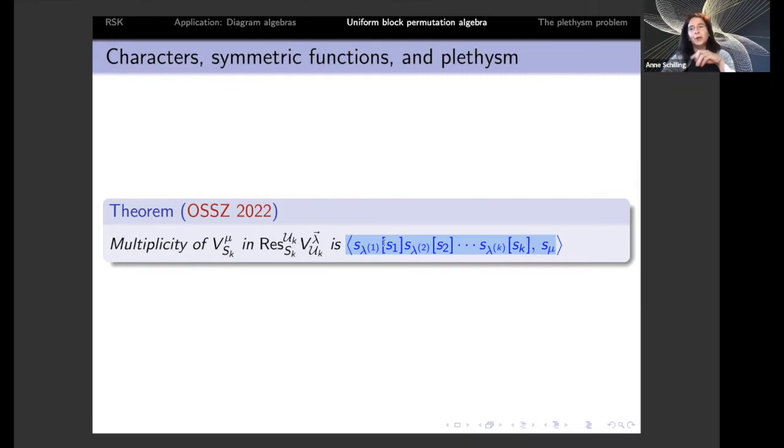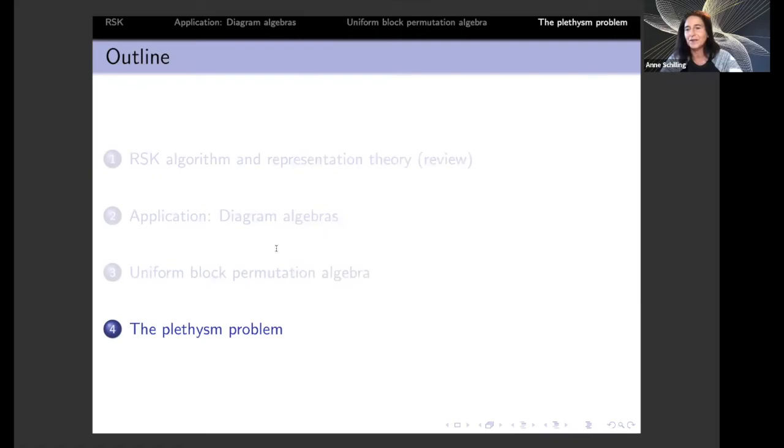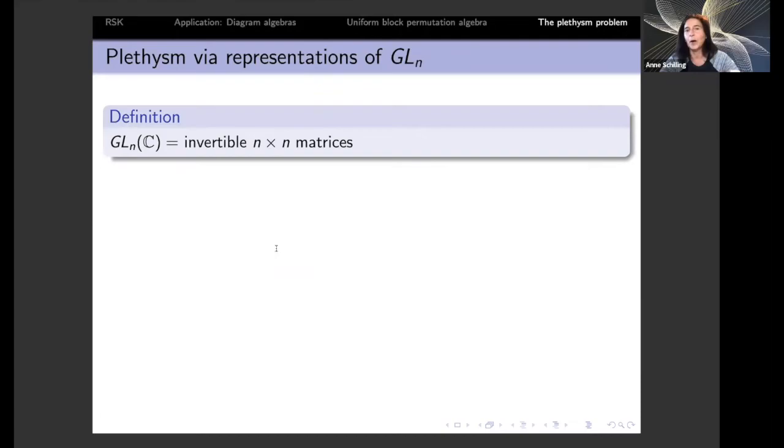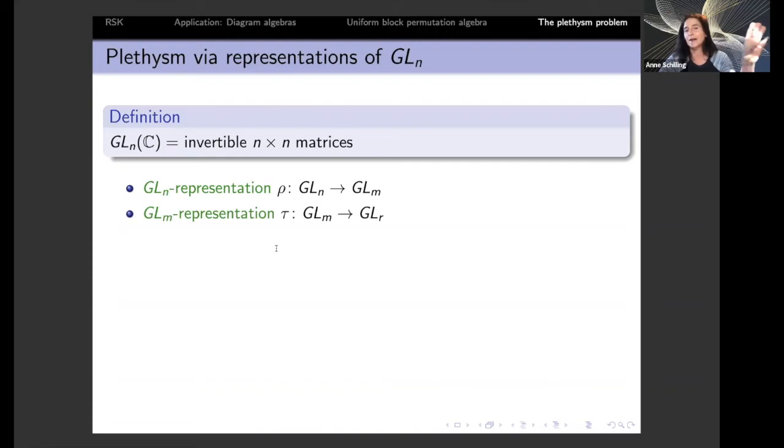And so what you can see here is that the representation theory, or the restriction of the representation theory of the uniform block permutation algebra, is related to certain plethysm coefficients. And now let me briefly tell you about what these plethysms actually are. So suppose that you have a GLN representation. You just have GLN, which is all the invertible n by n matrices. Suppose that you have a GLN representation. So you can think of that as a map from GLN to GLM.